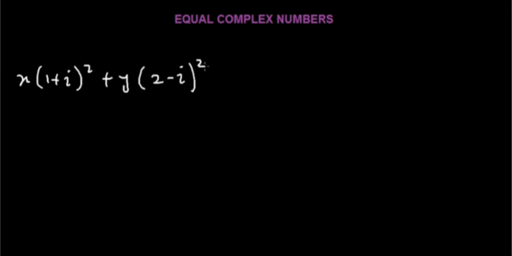Now you're asked to find the values of x and y in this equation. Given this equation, x into (1 plus i) squared, plus y into (2 minus i) squared equals 3 plus 10i, for all x, y that are members of the real numbers. This is a very simple question, but we just have to expand it.